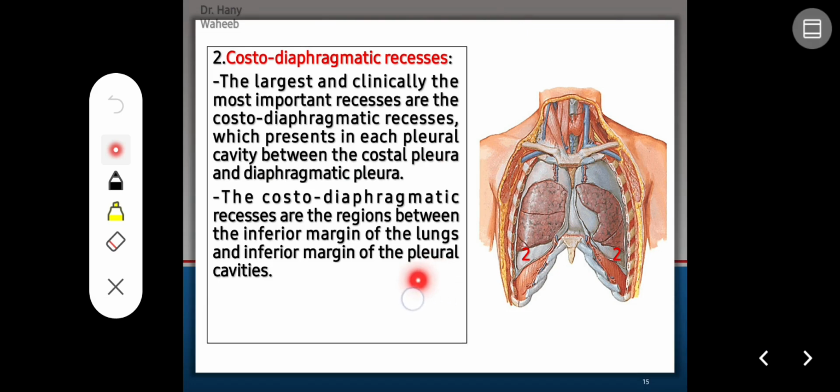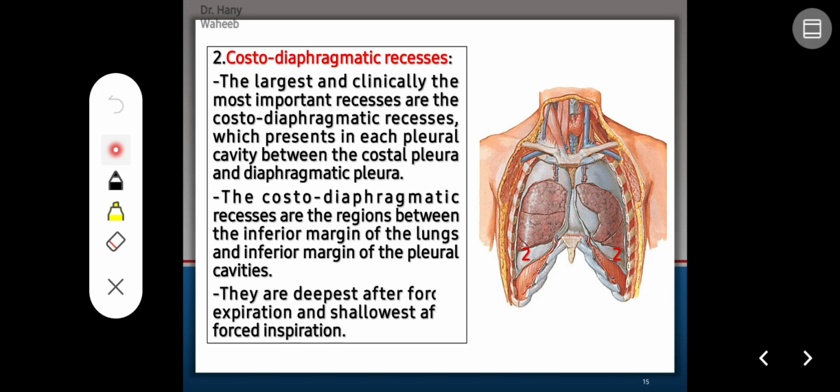The costodiaphragmatic recesses are regions between the inferior margin of the lung and the inferior margin of the pleural cavities. So it is the space between the inferior margin of the lung on each side and the inferior margin of the pleural cavities on each side.